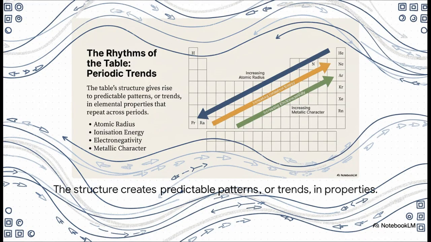So, why does all this structure matter? Well, because this is what makes the periodic table so incredibly powerful. It's not just a list, it's a predictive tool. This whole setup creates predictable patterns or trends in things like atomic size or a property called electronegativity, which is basically just how badly an atom wants to snatch electrons from other atoms. It lets us guess how an element will behave before we even run the experiment.